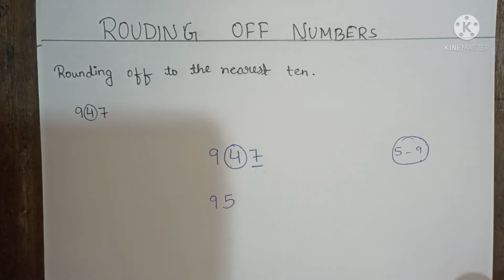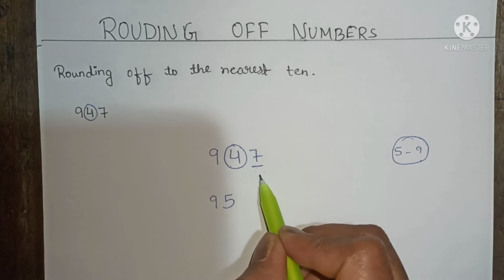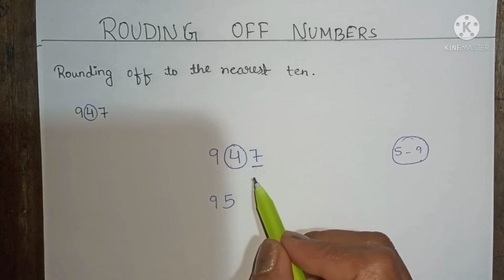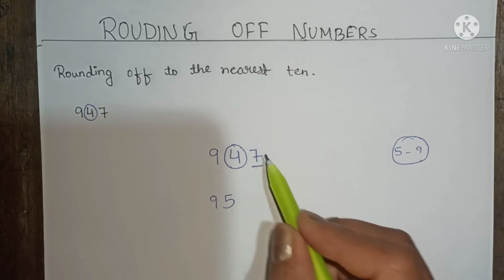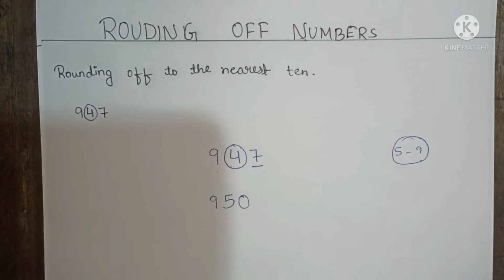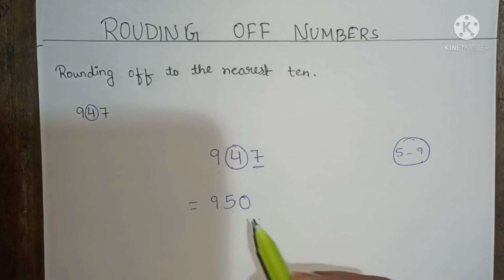4 के बाद क्या आता है? 5. इसीलिए because ये जो बगल वाला नंबर है ये 5 to 9 के बीच में है, इसीलिए हम नेक्स्ट नंबर में फॉल करेंगे. तो 4 बन जाएगा 5 and this number will change to 0. So our rounding off to the nearest 10 for this number is 950.